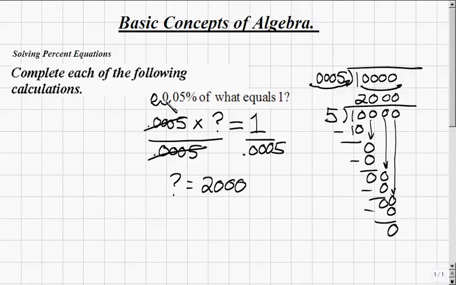So 0.05% of 2,000 would equal 1. And that's our final answer.